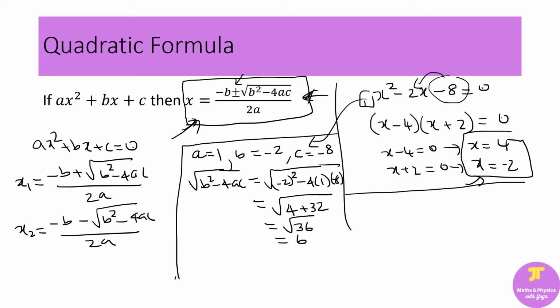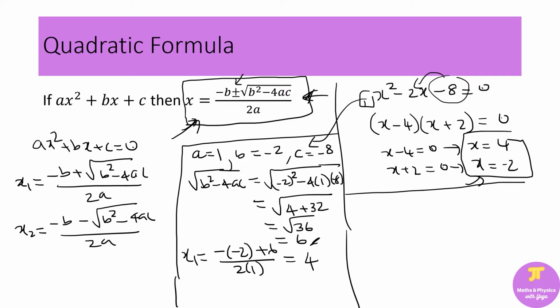Okay, so let's see what x1 is. x1 is minus b plus this square root. So minus b is minus times minus 2, plus 6, divided by 2a. 2a is 2 times 1. So minus minus 2 plus 6 is 8, divided by 2 is 4. So we got the answer 4, and that's the answer we got from the direct factorization.